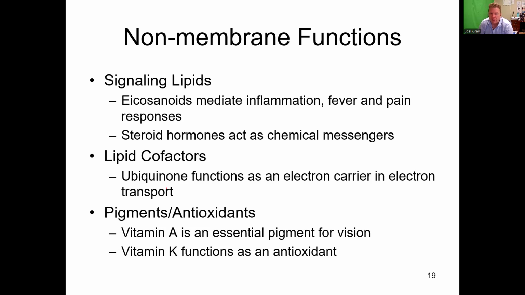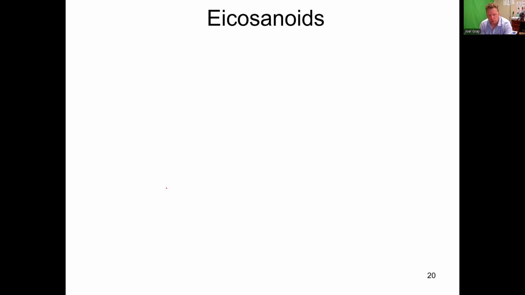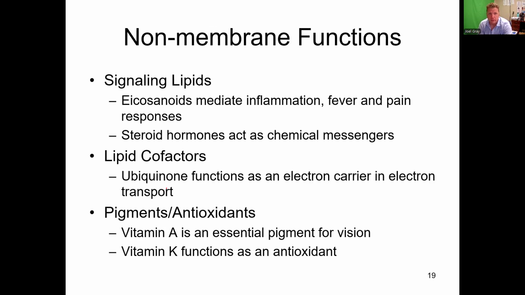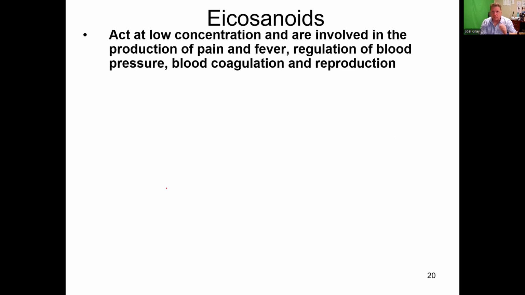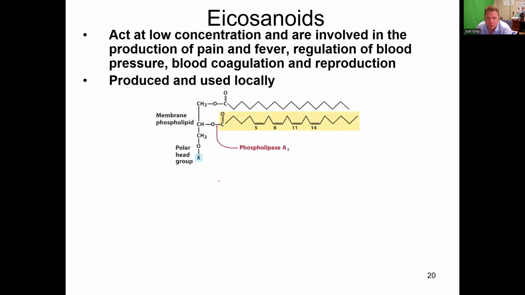Vitamin A is an essential pigment for vision. Vitamin K acts as an antioxidant. If I remember correctly, your major fat-soluble vitamins are A, D, E, and K. We'll get into those in just a second. But a signaling lipid: eicosanoids are 20 carbon long fatty acids that act at low concentration and are involved in the production of pain and fever, regulation of blood pressure, blood coagulation, and reproduction. These are produced and used locally.